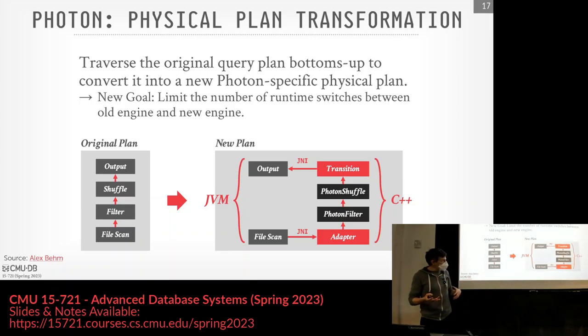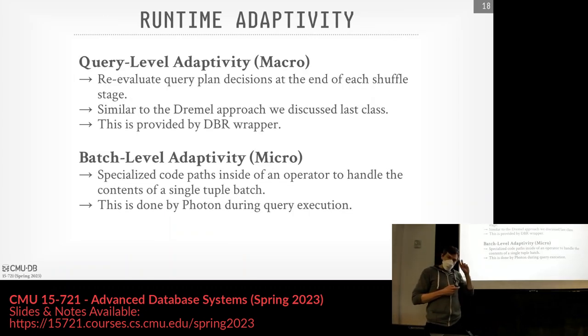so again, this happens before you start running the query. Like the physical plan, before you start executing it in the overall system, it'll make this decision. And then at runtime, they're going to do two types of adaptations. So the first one we'll call query level adaptivity or macro adaptivity.